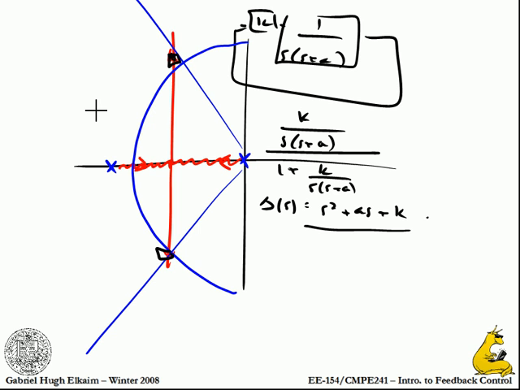Which is why, by the way, when you're tuning PID controllers, they say, crank it up until it starts to oscillate. Well, what are you doing? You're bringing these two poles together, and as soon as they split and it starts to oscillate, you say, oh, I've left the realm of where I need to go. Back off a little bit.